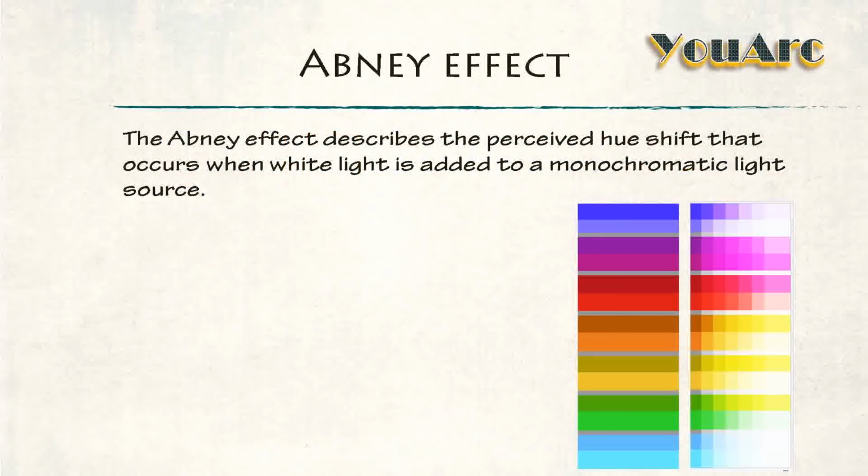Abney effect describes that hue shifts its color when white light is added to the monochromatic light. From here we can see this, the monochromatic light is added to a white light, then there is a hue shift, right? There is some shift happening. This effect is called Abney effect.